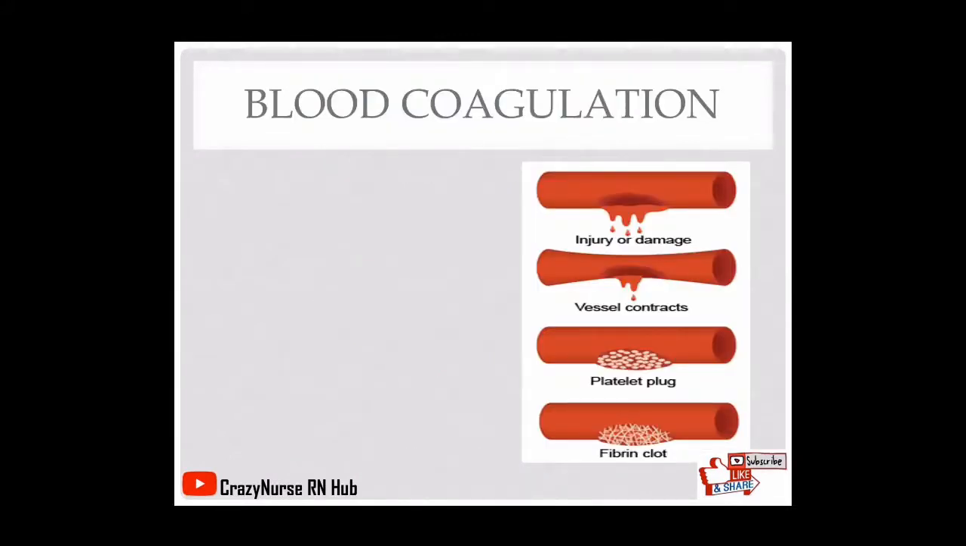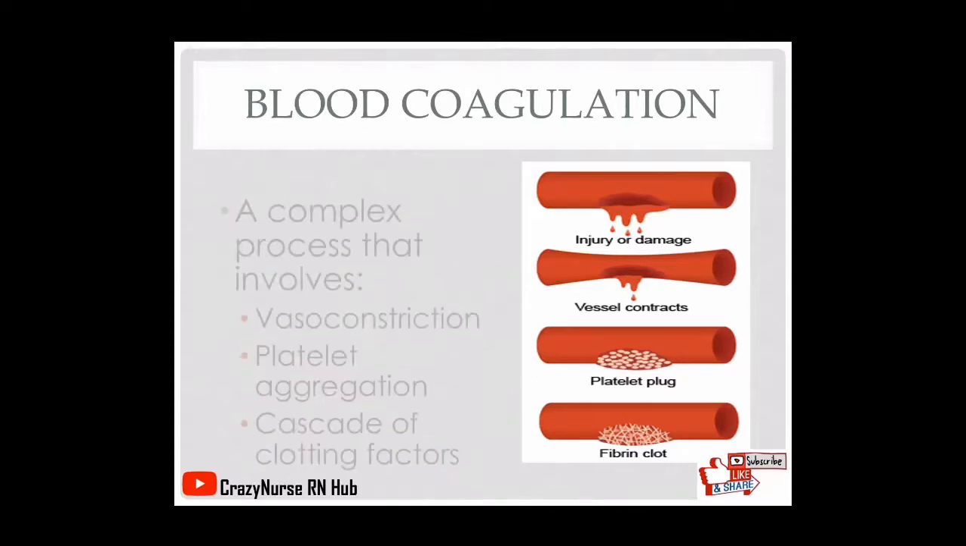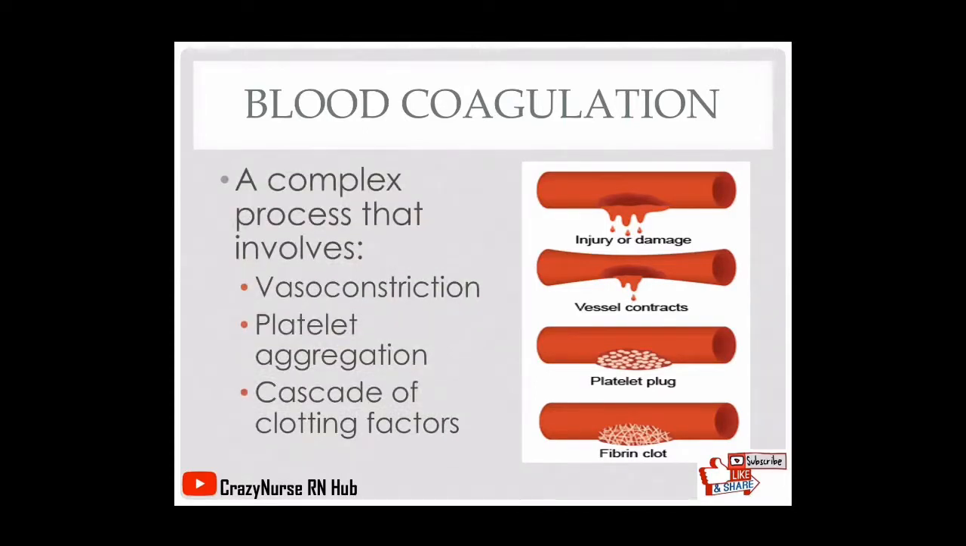First, let's discuss blood coagulation. It is a complex process that involves 3 steps. First, vasoconstriction. Then we have the platelet aggregation. Then the third step is your cascade of clotting factors. So whenever your patient has an injury or damage to the skin, these 3 processes would be initiated.